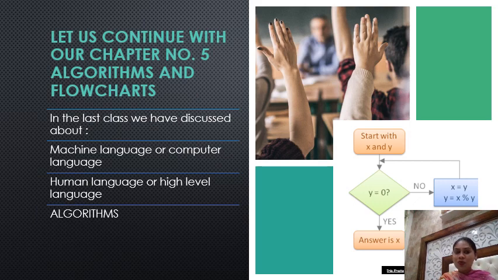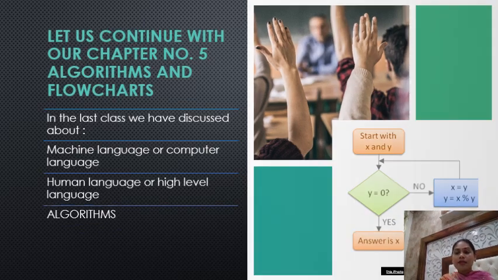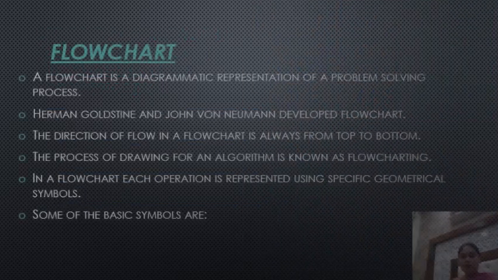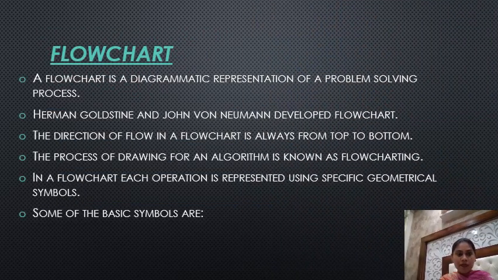Let us continue with our chapter number 5, Algorithm and Flowcharts. In the last class, we discussed machine language or computer language, human language or high-level language, and at last the algorithms. So, flowchart. A flowchart is a diagrammatic representation of a problem-solving process.